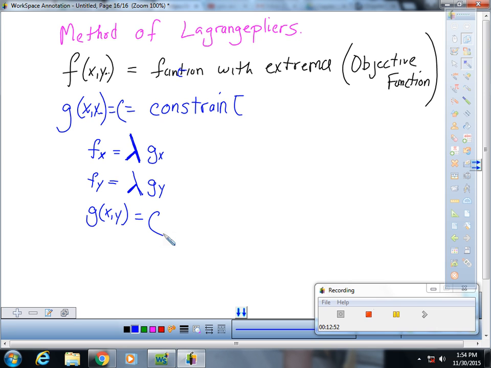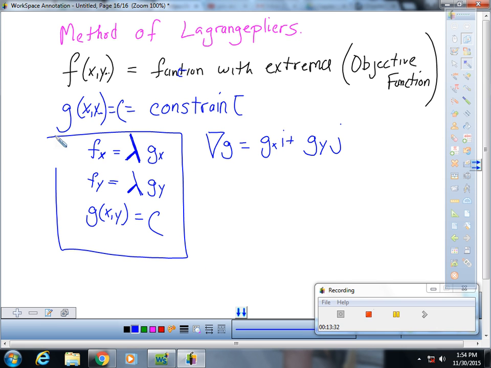Also, I want you to keep in mind that the gradient of g is just equal to g sub x i plus g sub y j. So that's why these things are coming from the gradient. Okay? So this right here is how you set up the Lagrange multiplier problems.